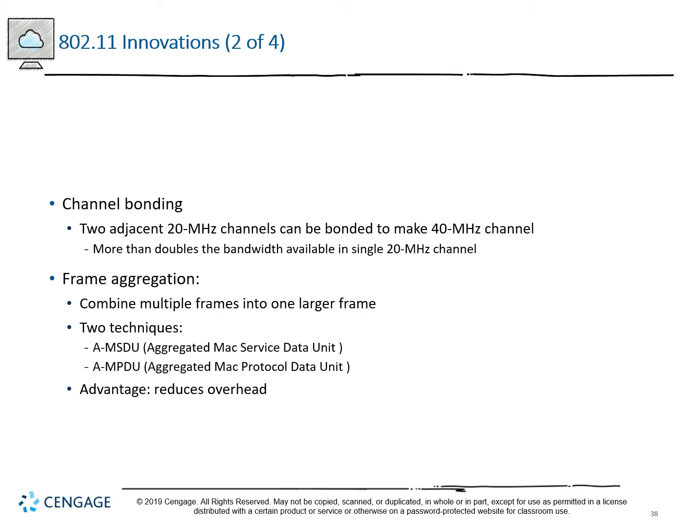We can also use what's called frame aggregation. This combines multiple frames into one larger frame. We have 2 techniques for this. We can either do it using a service data unit or a protocol data unit. Now this does reduce overhead because you don't have to have the same amount of information for one consolidated frame as opposed to several micro frames or smaller frames.